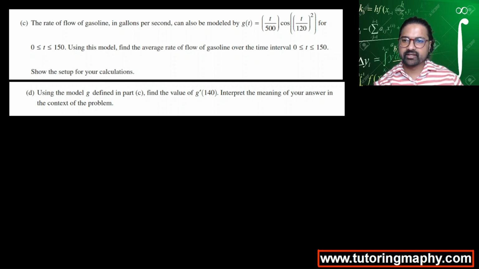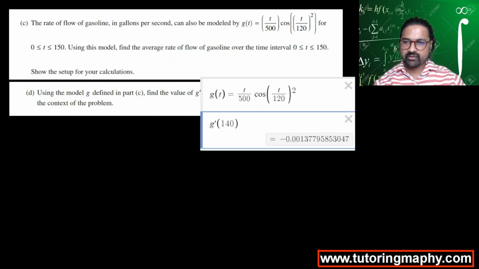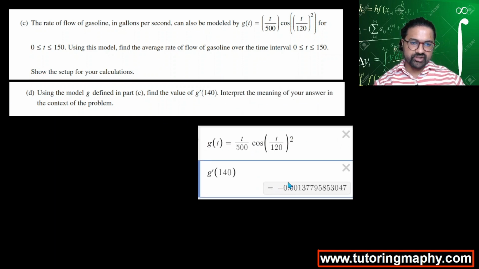So this is what I am getting. This is the value of G(t) over 500 cos of t over 120 whole square. So this is G prime 120. Let me just pull the screenshot up on the board. So this is what I'm getting. This is G(t), t over 120, t over 500 cos of t over 120 whole square.